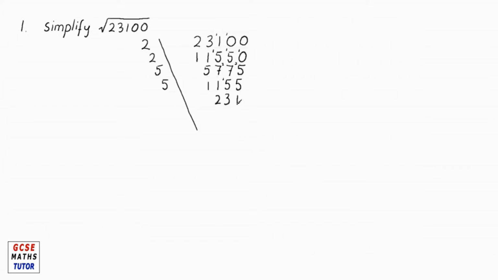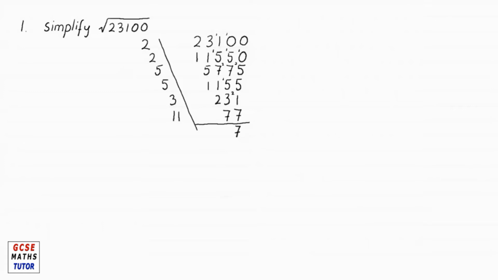So let's try 3. 3 into 23 goes 7 times, remainder 2. 3 into 21 goes 7 times, so we're left with 77. So we'll divide by 11. 11 into 77 goes 7 times.